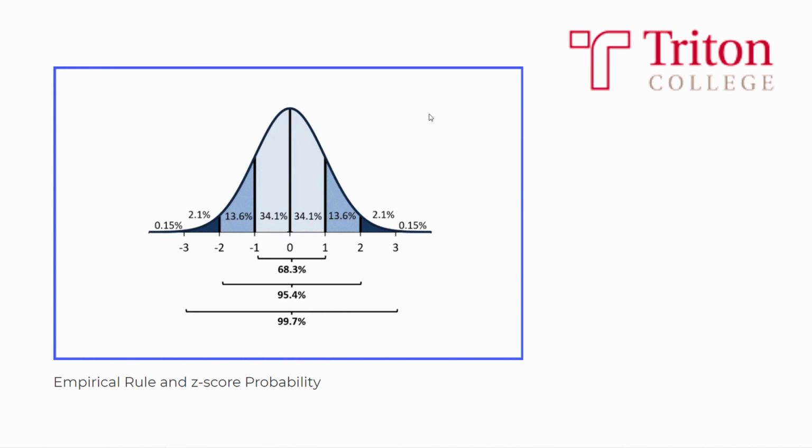Remember, the mean is an average. So that should make sense to you, that if we have a mean, whatever the mean is, that 50%, if you add 34.1, 13.6, 2.1, and 0.15, this equals 50%. So 50% of my values are above average, right? 50% of my values are below average.